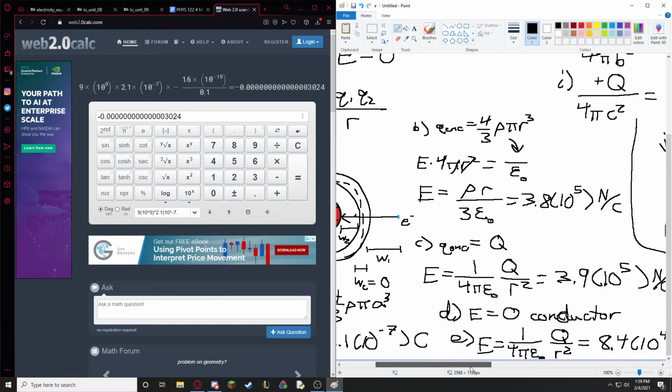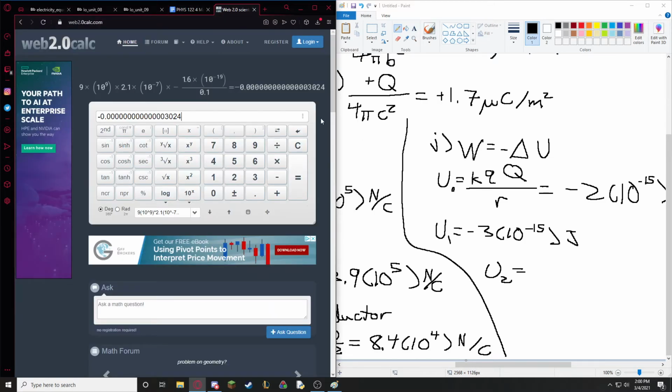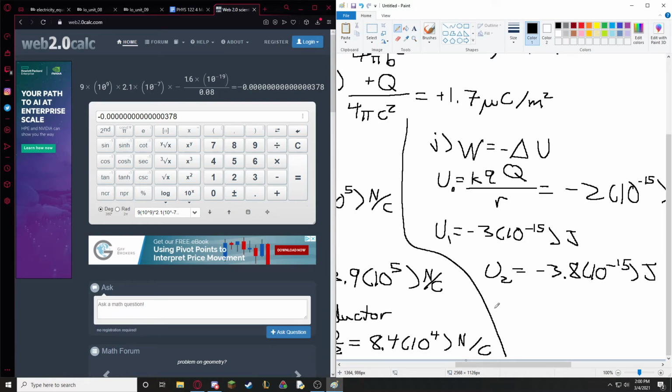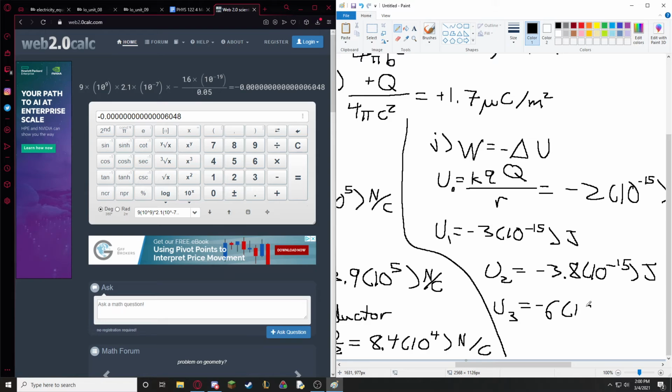Our radius that we start at is 8 centimeters. So we just divide by 0.08. And so we get a potential energy of about negative 3.8 times 10 to the minus 15 joules. Then U3, we finally end at a radius of 5 centimeters, divided by 0.05. So once again, it's about negative 6 times 10 to the minus 15 joules.